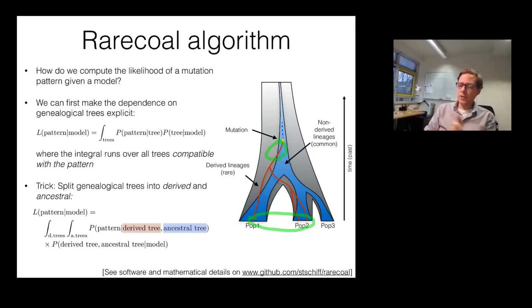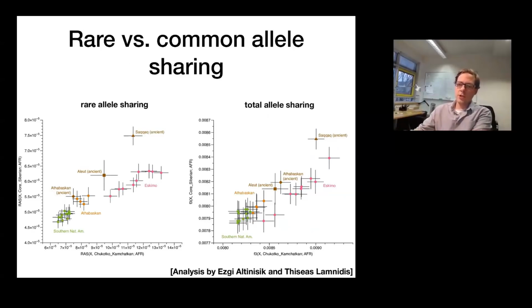So that's an important thing to highlight, because we wanted to use this rare variant analysis, and rare variant analysis works only on shotgun data. So the genomes that I showed here on this plot are all shotgun genomes. So an ancient Aleut, an ancient Athabascan, and this Sakark individual are all shotgun genomes.